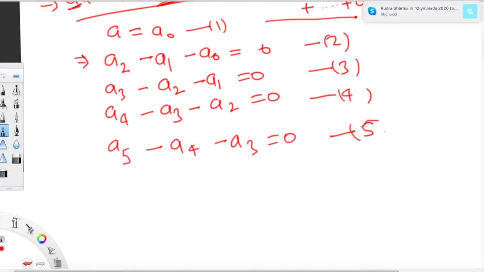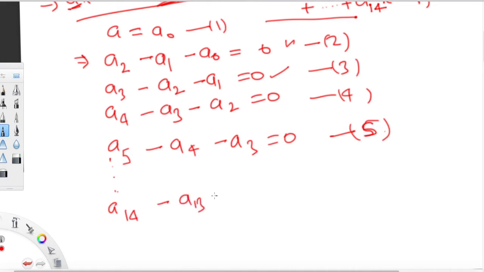Why is it interesting? Because this is following the formula of the very famous Fibonacci series. a2 is equal to a1 plus a0, a3 is equal to a1 plus a2, a4 is equal to a2 plus a3. This is the formula for the Fibonacci sequence. Now I am going forward with this pattern, and in the last, a14 minus a13 minus a12 is equal to 0.